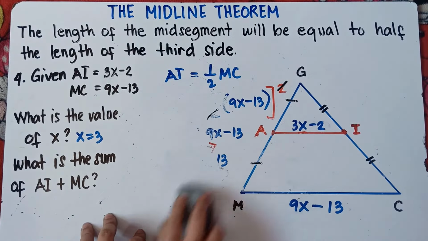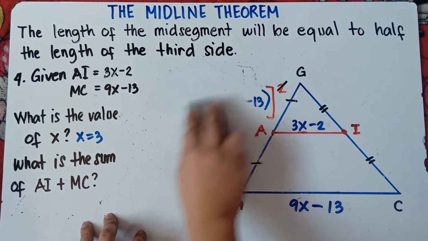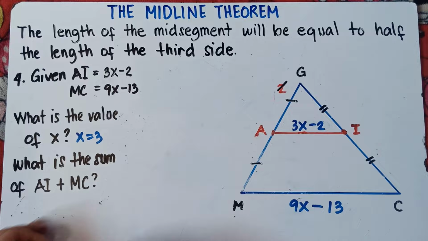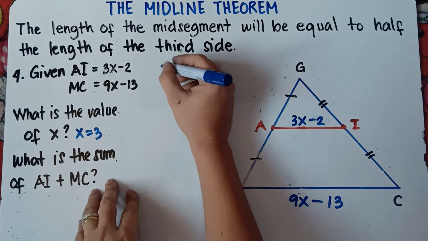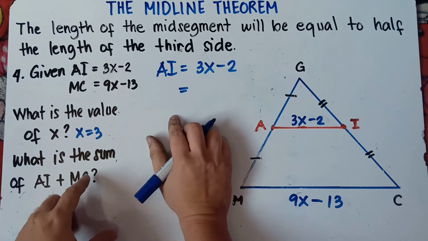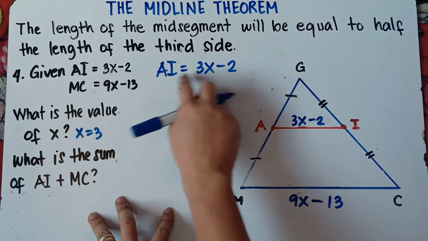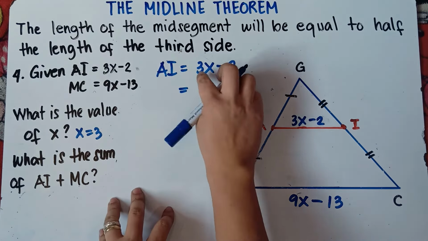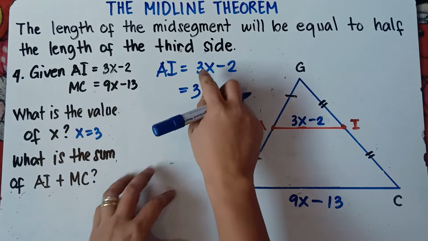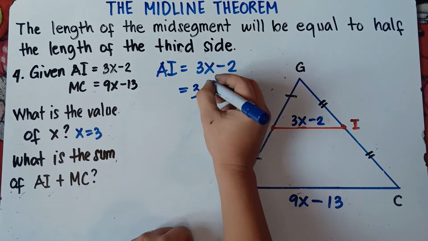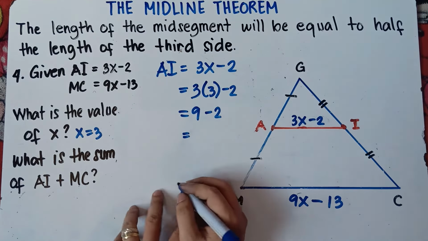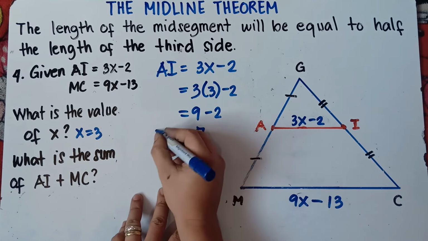Now, question number 2. What is the sum of AI plus MC? What's the sum, class? Did you answer that? Alright, so we're adding AI and MC. We have AI is equal to 3x minus 2. So the thing that we will do, class, we just simply substitute the x value into this given equation. So our AI, copy 3, then our x is 3, so that would be 3 times 3. Once again, class, if you have 3x close to each other, it means 3 times x. So 3 times 3 minus 2. 3 times 3, that is 9 minus 2. So AI, class, is 7.